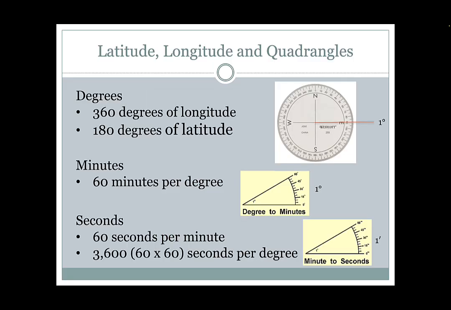So when the United States Geological Survey decided they wanted to break up the U.S. into pieces that they could map, they did it by quadrangles. And to understand these quadrangles, we first have to think about what these degrees, the 180 and the 360 degrees of latitude and longitude represent. And so we have 360 degrees of longitude, 180 degrees of latitude.